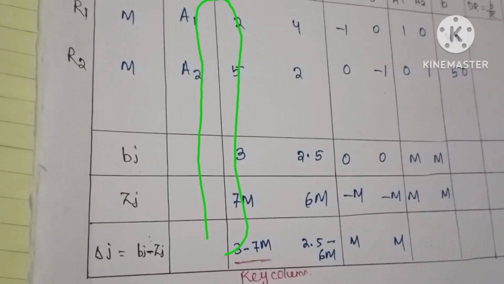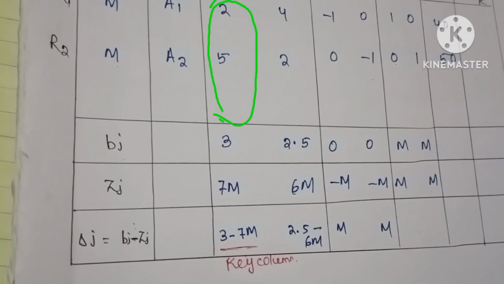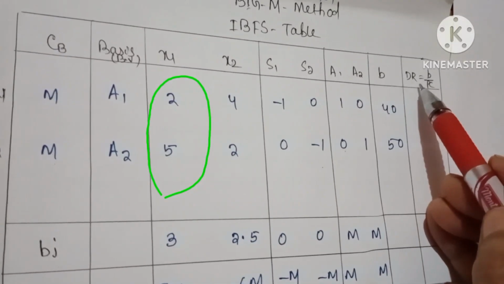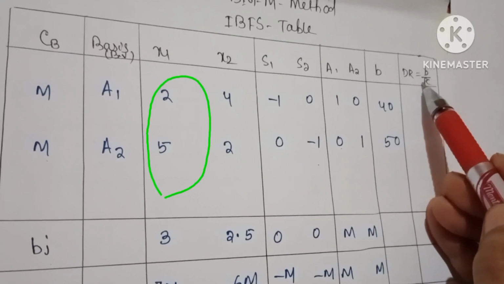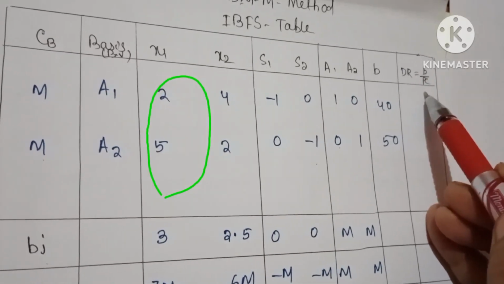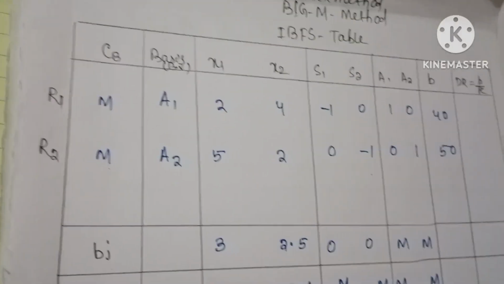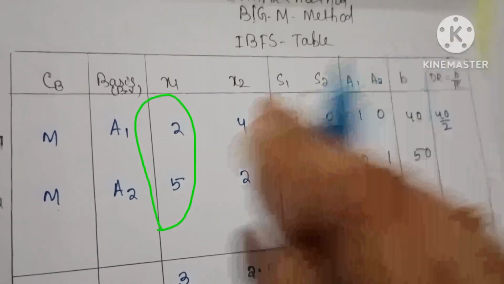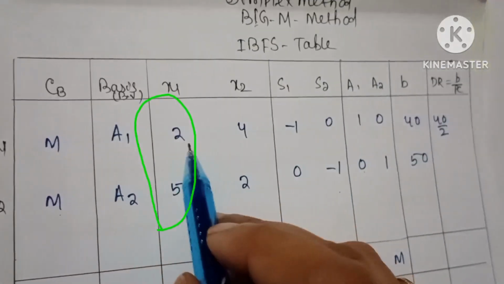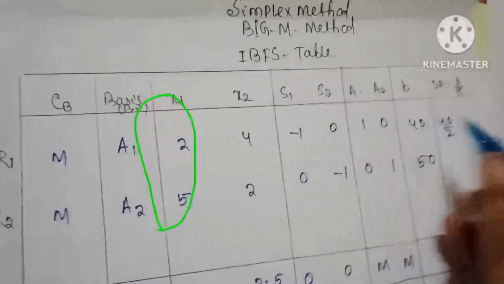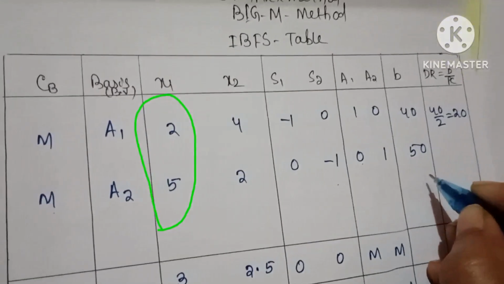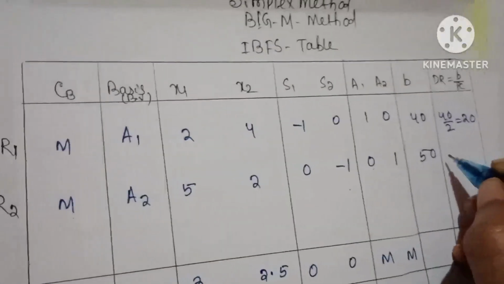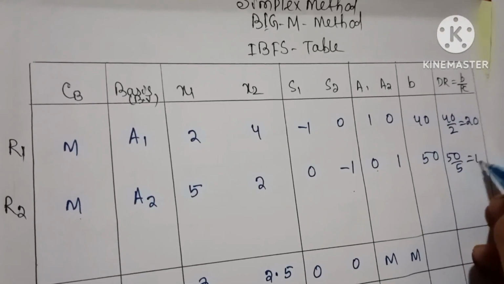Now after getting the key column, we have to find out the displacement ratio. And how can we find it out? The displacement ratio is equal to the constant column divided by the pivot column. So here 40 by 2, which equals 20. Next 50 by the pivot column value, here 5, so 50 by 5 equals 10.